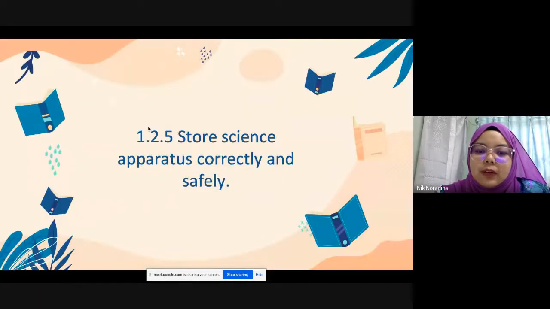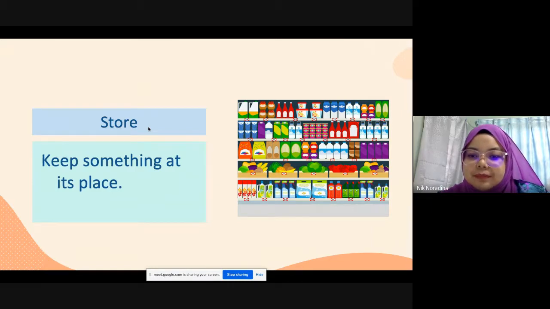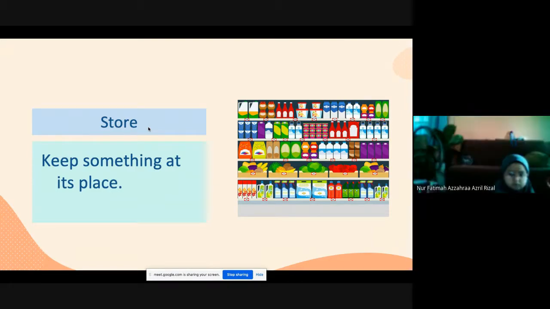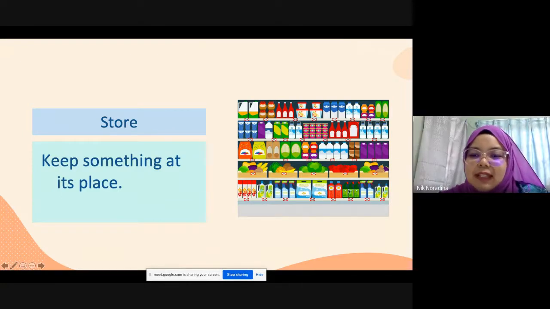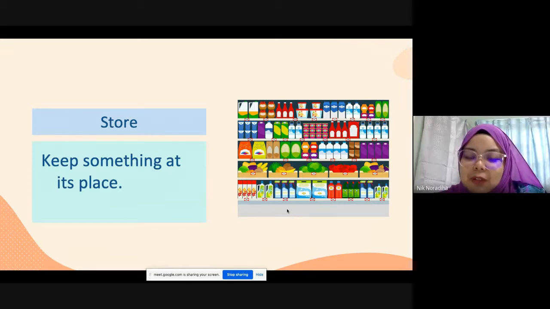Alright. So today we are going to continue with storing science apparatus correctly and safely. Fatima, can you turn on the microphone? Okay, Fatima, what can you see inside the picture? There's some glass, some food, and then some water. Thank you, Fatima. Good job.